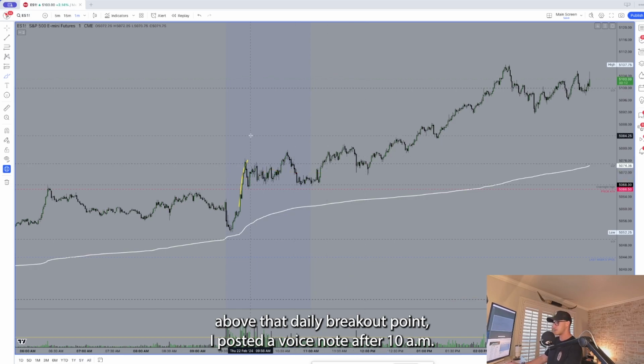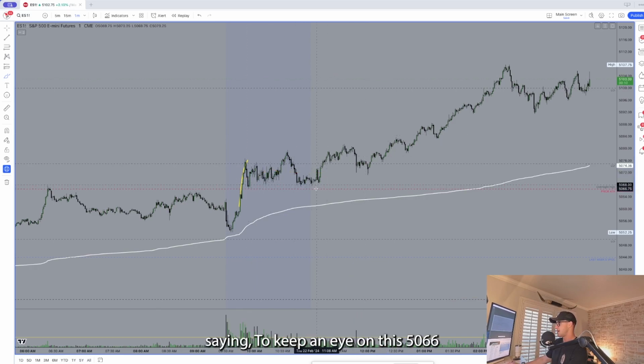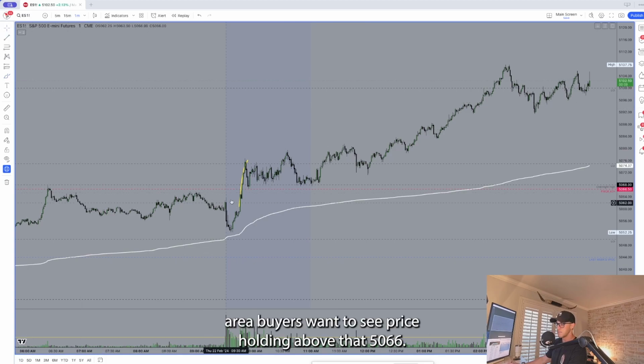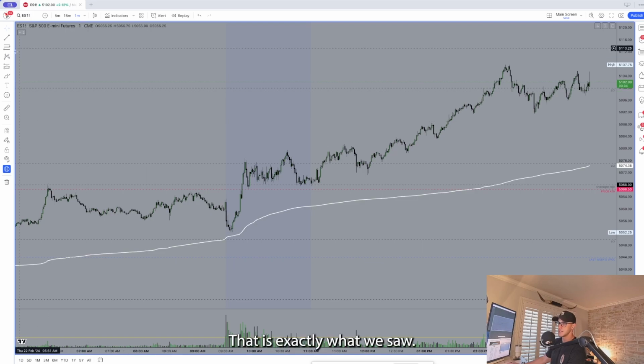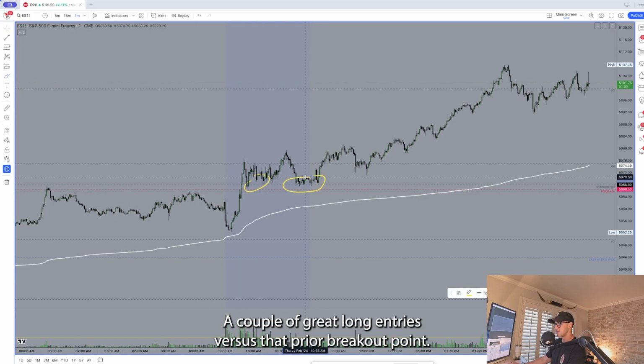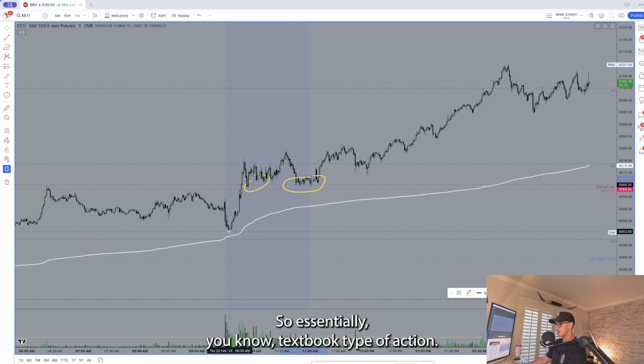I posted a voice note after 10 a.m. saying to keep an eye on this 50-66 area. Buyers want to see price holding above that 50-66. That is exactly what we saw. A couple of great long entries versus that prior breakout point. So essentially, textbook type of action here.